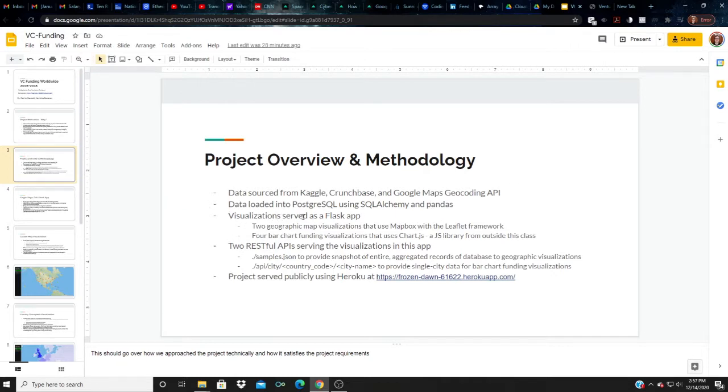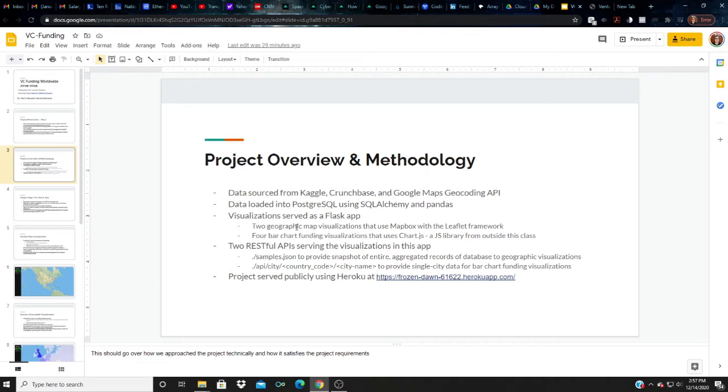And then we made some visualizations, and I'll get into those more in a minute, but there were two different geographic map visualizations that used Mapbox and then Leaflet on top of the Mapbox. We have a cluster map and a choropleth. And then we did 4 bar chart visualizations that use the Chart.js framework.